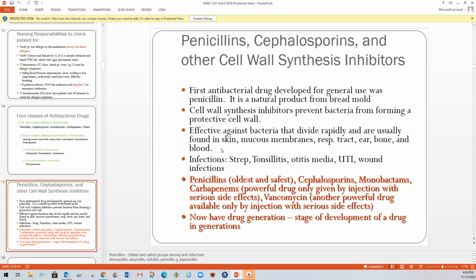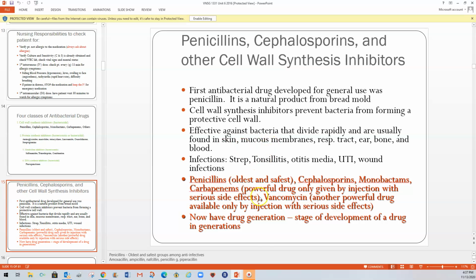So penicillins are the oldest and safest, and cephalosporins, monobactams, and carbapenems are powerful drugs only given by injection with serious side effects. Vancomycin is a very powerful drug that's only given by injection, and that's listed on page 118 under the other category. So if you're given vancomycin, your patient is very, very sick. Doctors will hold that off till they have tried everything else.